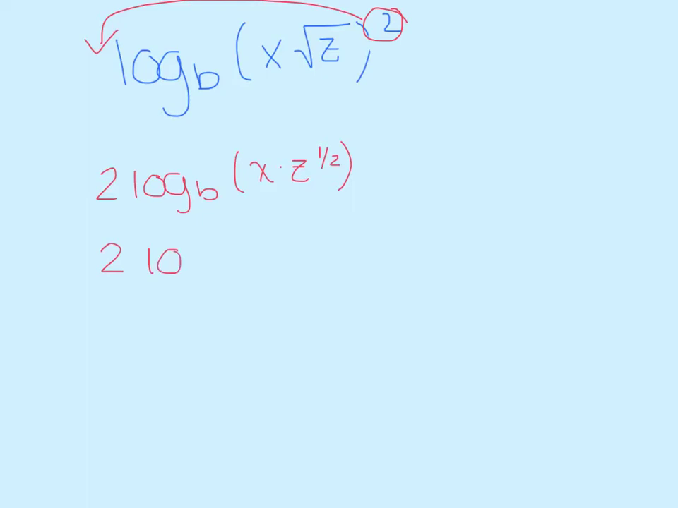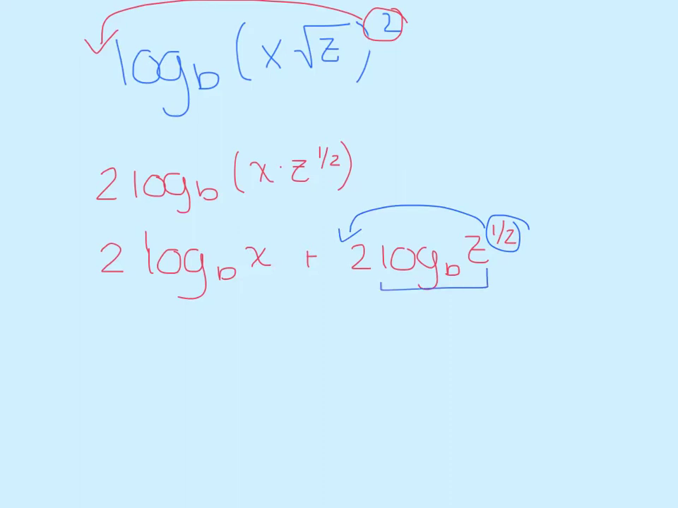So that's going to be 2 log base b of x plus 2 log base b z to the power of a half. But now I have an exponent that I can pull to the front again, right? 2 times a half is 1. So we're left with log base b of z. So our answer is 2 log base b of x plus log base b of z.